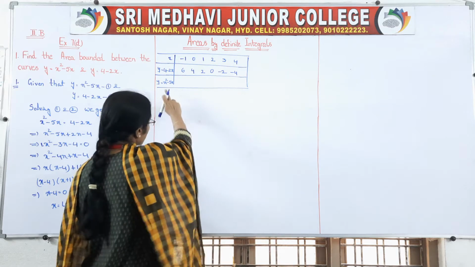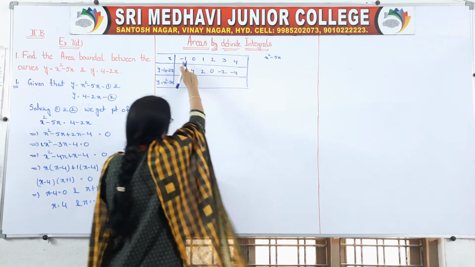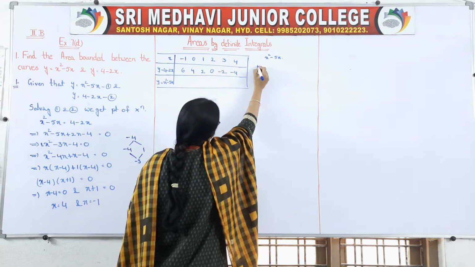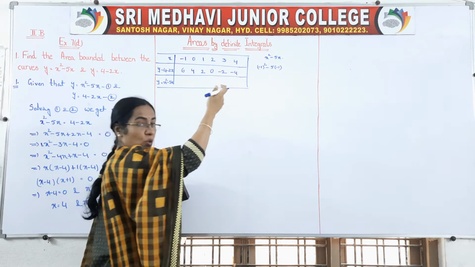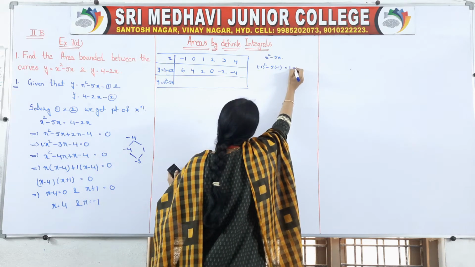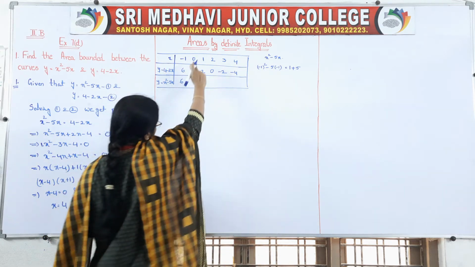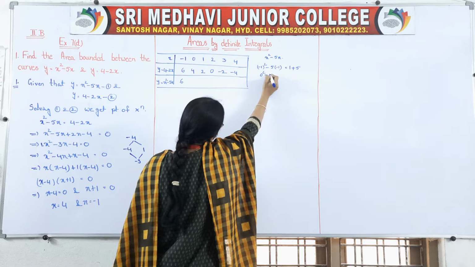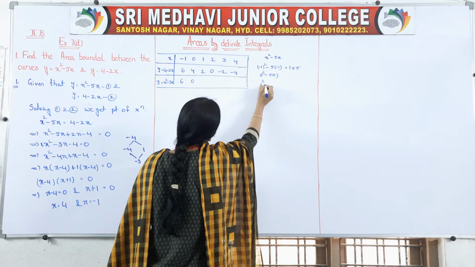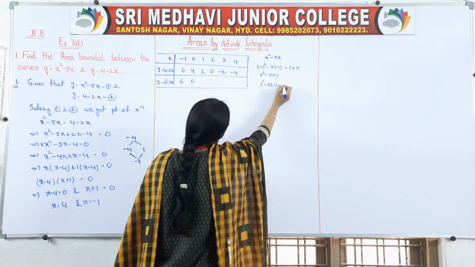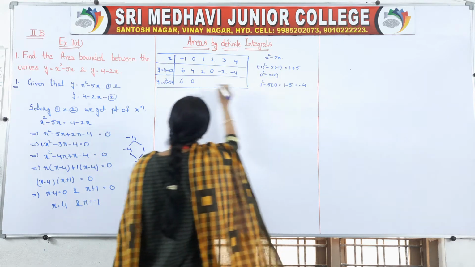Okay, after that you take your curve equation as x square minus 5x. First you have to substitute minus 1 here, so minus 1 whole square minus 5 into minus 1. Minus 1 whole square is 1. Minus of minus is plus, that is 5. So its value is 6. Next 0. So 0 square minus 5 into 0, so it is 0. Next 1 square minus 5 into 1, it is 1 minus 5, that is minus 4.